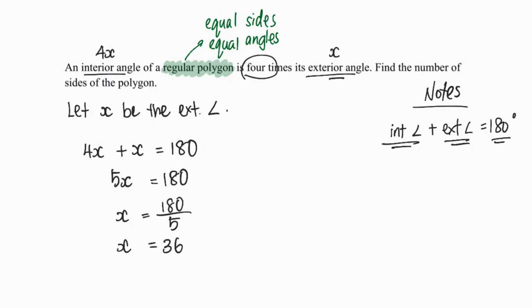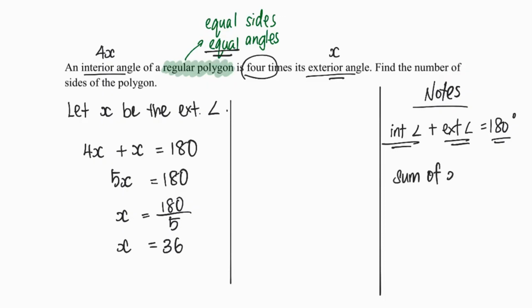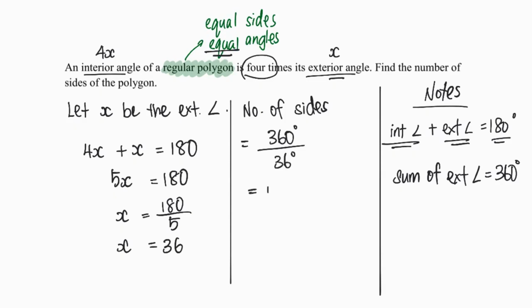x is 36. And because now I have the exterior angle, and this is a regular polygon, it means all the exterior angles are equal. And I also know that the sum of exterior angles is 360. So how many angles, meaning how many sides are there? So number of sides is again pretty straightforward. 360 degrees divided by 36 degrees. There are 10 angles, so there are 10 sides.